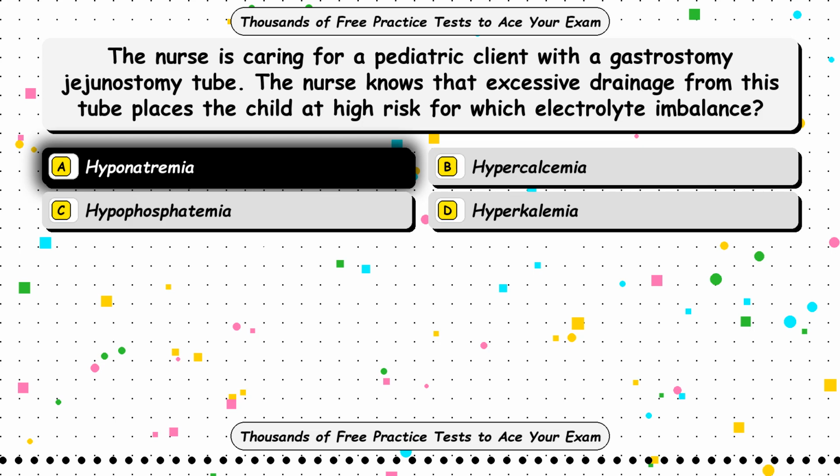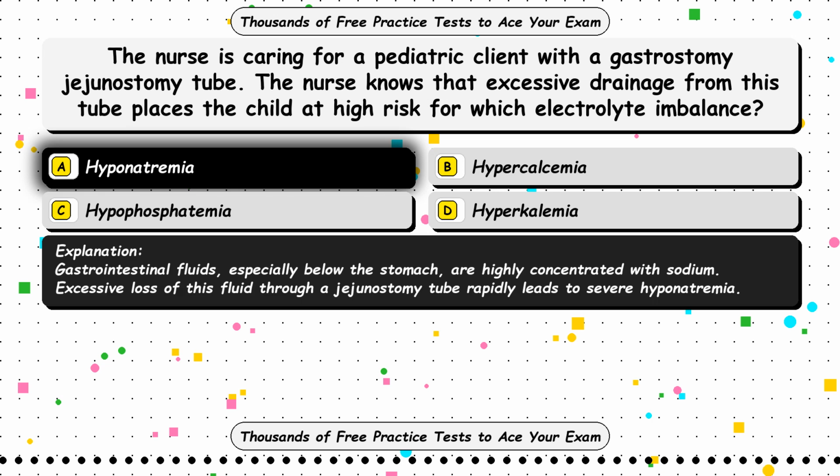The correct answer is option A, hyponatremia. Gastrointestinal fluids, especially below the stomach, are highly concentrated with sodium. Excessive loss of this fluid through a jejunostomy tube rapidly leads to severe hyponatremia.